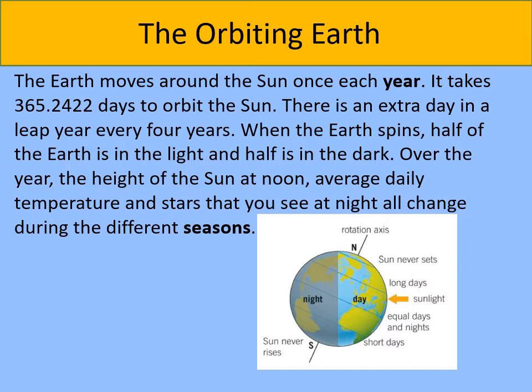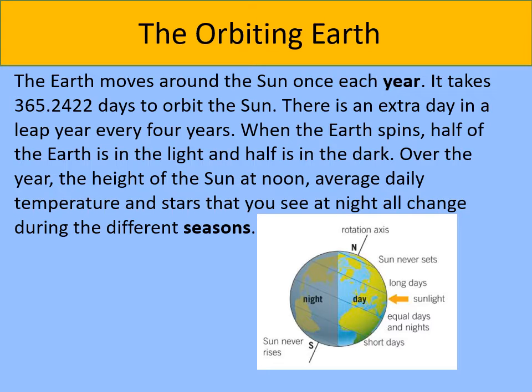As the Earth spins, half of it is in day and the other half is in night. Throughout the course of the year, the height of the sun, the average daily temperature, and the stars that we see in the night all change throughout the 4 seasons. So for example, in winter the sun is very low at noon, and in the summer it is very, very high in the sky at the same time.